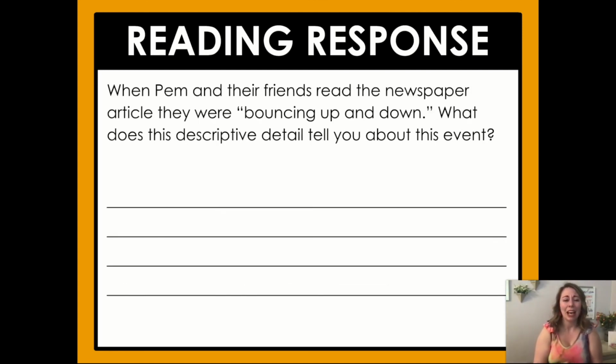And then I want you to answer, when Pem and their friends read the newspaper and the article said that they were bouncing up and down, what does that descriptive detail tell you about the event? What does it mean when it says they're bouncing up and down? What is that telling you about the event? What's going on? How are the characters feeling? All right, and I want you to be sure that you're answering in complete sentences. And of course, looking back in the text, that way you can refresh your brain and use that text evidence.